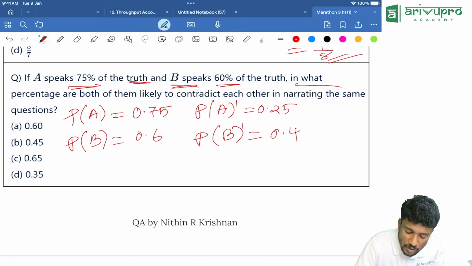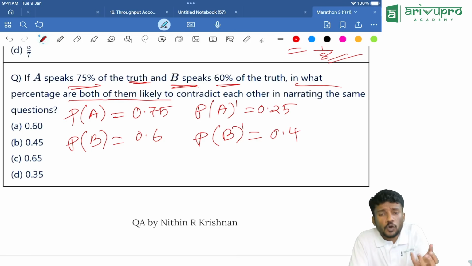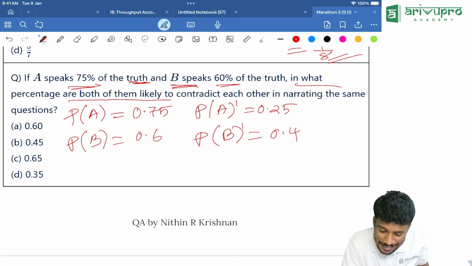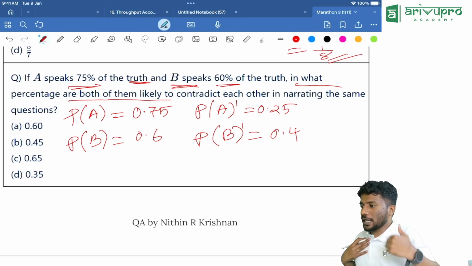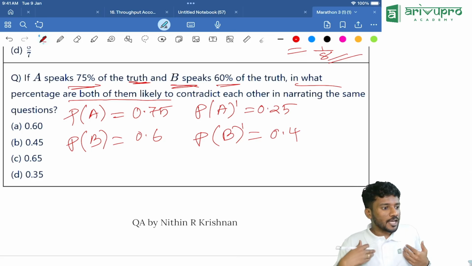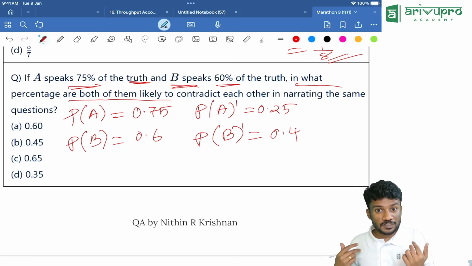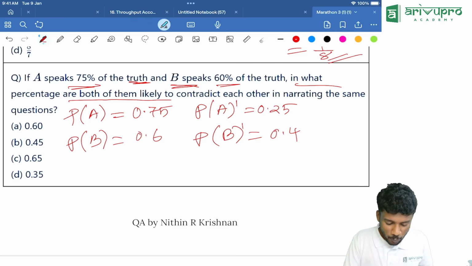In what percentage are both of them likely to contradict each other in narrating the same question? That means if I am telling truth, you should lie. If you are telling truth, I should lie. Can both of us say truth at the same time? No. Can both of them lie at the same time? No. So what are the possibilities?